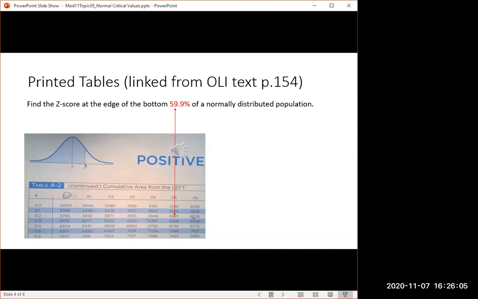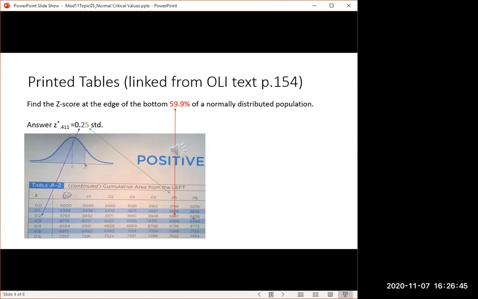That's the area. And then to find the z-score that goes with it, I'm going to find that the z-score is 0.25 STDs. Where did I get that? The 0.2 comes from the left edge of the table at the end of the purple arrow. Then where did I get the 5? That comes from the top edge of the table. So 0.25 STDs gives me the left tail area of 59.9%. So the critical z-score is 0.25.